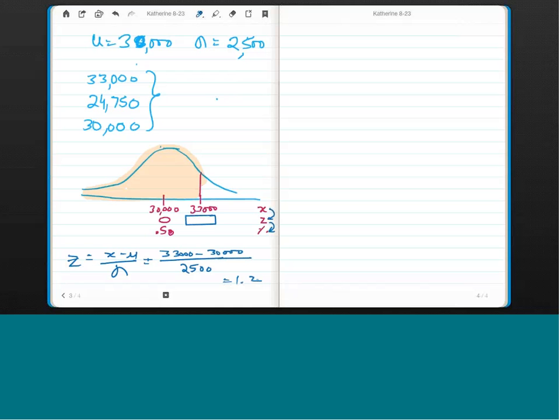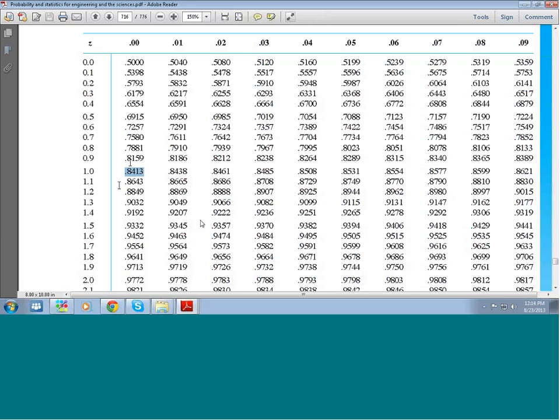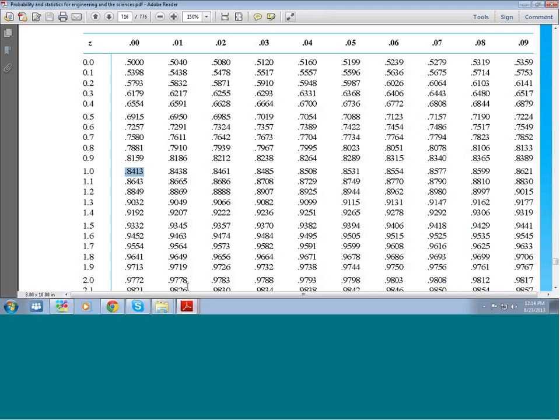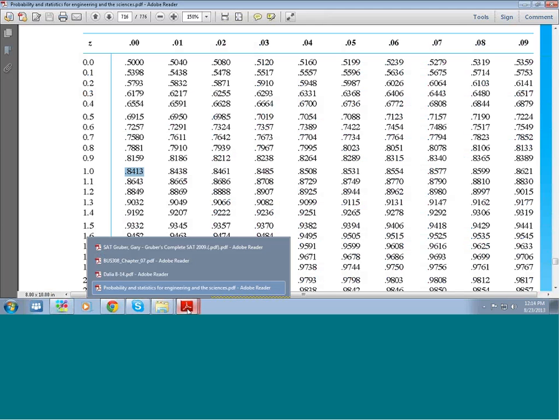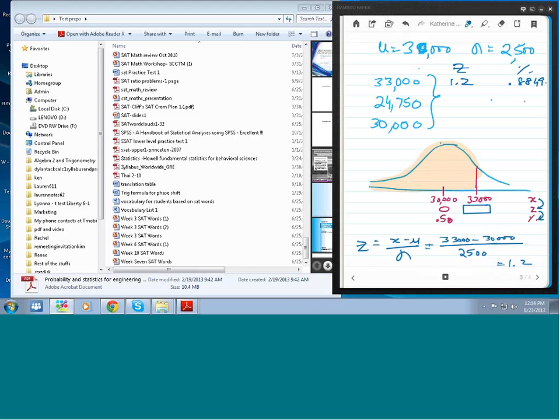So we can look up in the book here for 1.2. We got 1.20. That's straight down, 0.8849, right? So the z-score is 1.2 and the percentile is 0.8849. What did I say? 8409? 8849. Make sense? Yeah, it does. Okay, perfect.